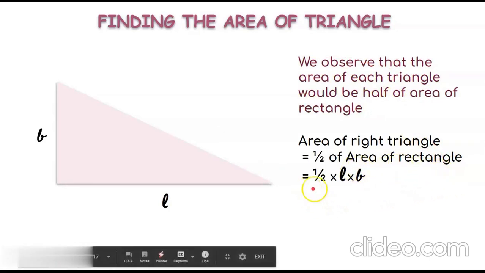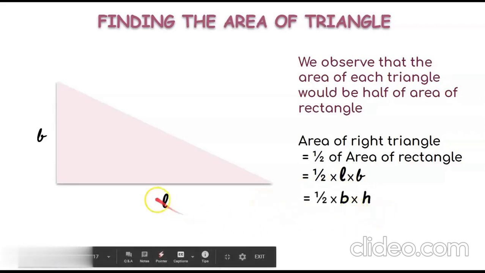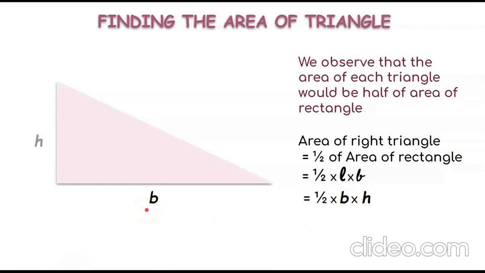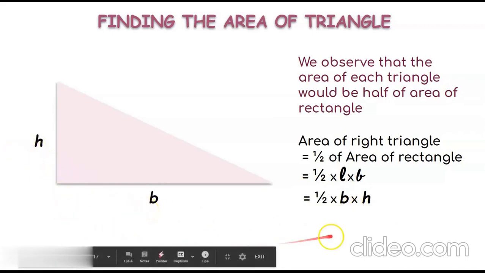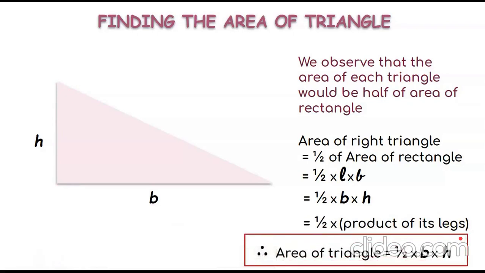As we know that area of rectangle is L into B, we can write it as half into L into B, which we can write as half into base into height, in which length of the rectangle is same as base of triangle and breadth is same as height of the triangle. As we know here the base and height are the two legs of the right triangle, we can further write it as half into product of its legs. Finally, we can say that area of triangle is equal to half into base into height.